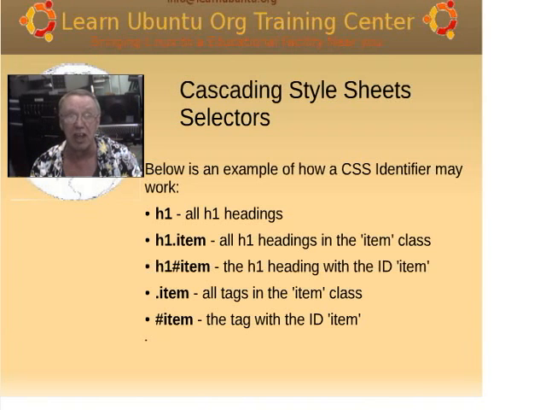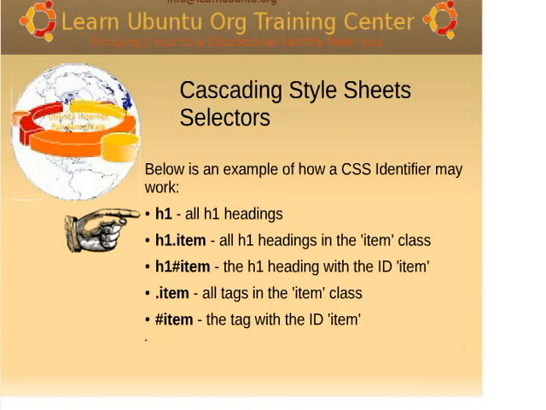Below is an example of how some CSS identifiers may work. If you set it to H1, all H1 headings. H1.item, all H1 headings that are of a class named item. So we can make a selector which is a class. We precede it with a dot. H1#item, there we're using the ID.